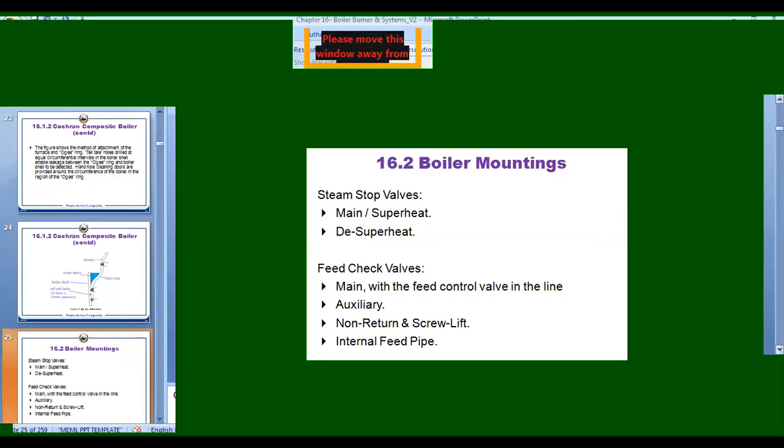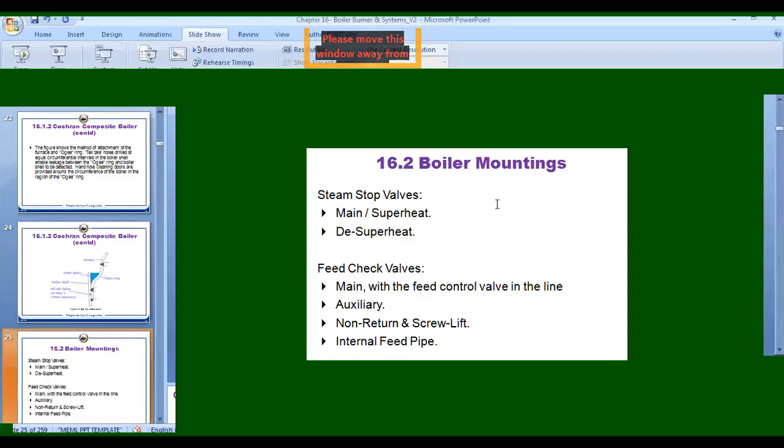Next, we come to boiler mountings. As the name suggests, boiler mountings are any equipment or fittings that are mounted on the boiler. On your normal boiler, you will have the main steam stop valve. If your boiler is also used for steam turbines, you could have a superheater built into the boiler, in which case you will have a steam stop valve for the superheater also. Then you will have a steam stop valve for a de-superheater. We'll come to that one later.